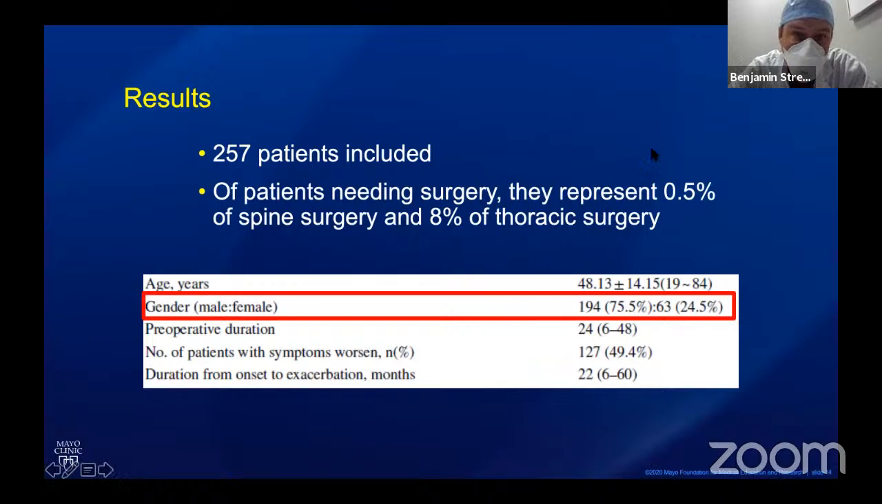They found 257 patients to include, and of patients needing surgery, they represent a relatively small portion of their overall population, 0.5% of total spine surgery, and only 8% of those receiving thoracic spine surgery. So a relatively small number of these thoracic discs. The predominance is definitely tilted towards their male patients, and the average age and pre-operative duration of symptoms are listed here. About 50% of the patients described a worsening of their symptoms relative to the onset, that fourth line there.